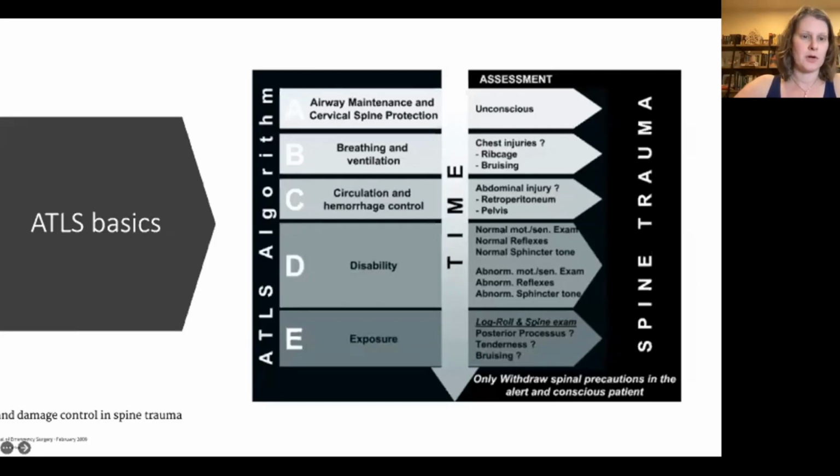Basically, A is for airway, and B is breathing and ventilation. C is going to be for circulation and hemorrhage control. D is disability, and that includes your neuro exam right there. And then E is exposure, including looking for other injuries that may be associated.